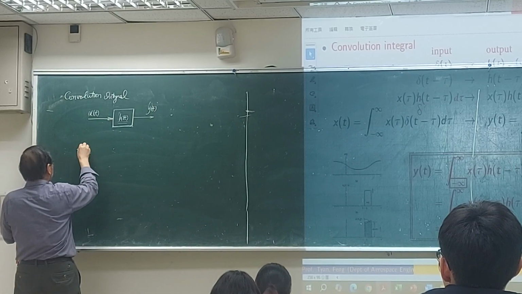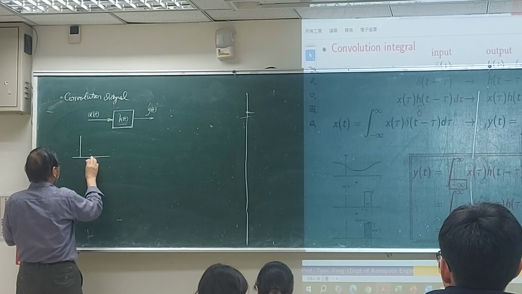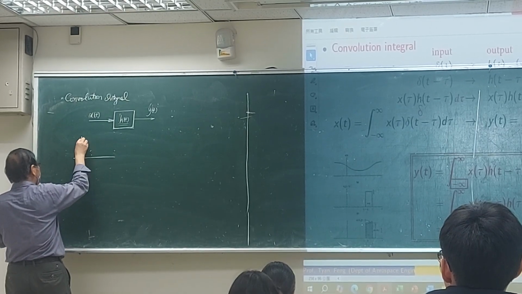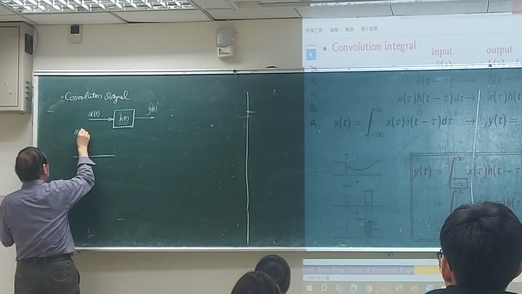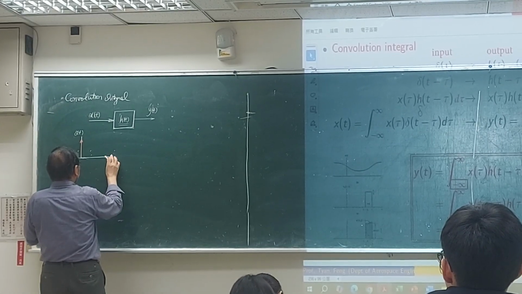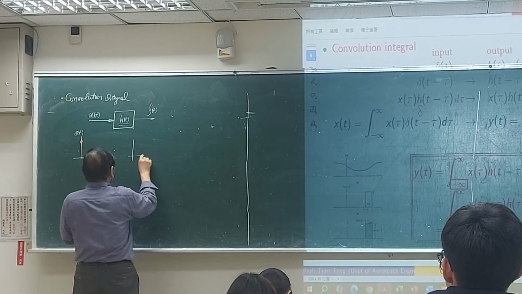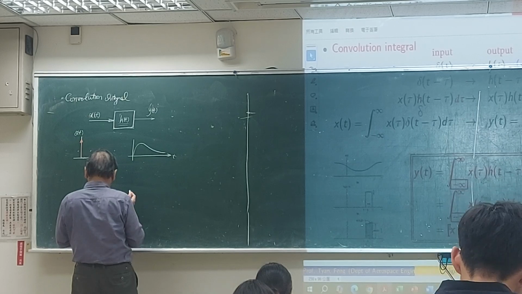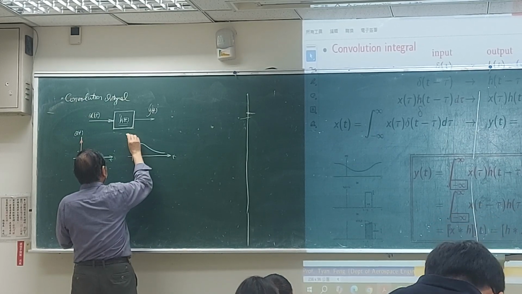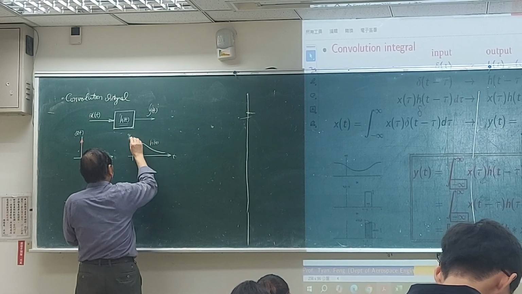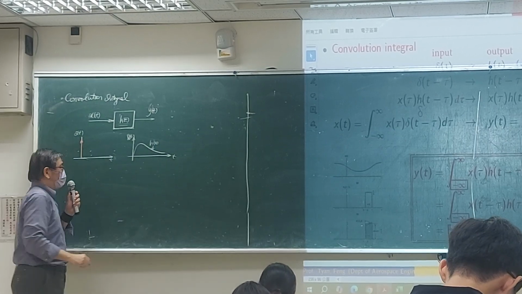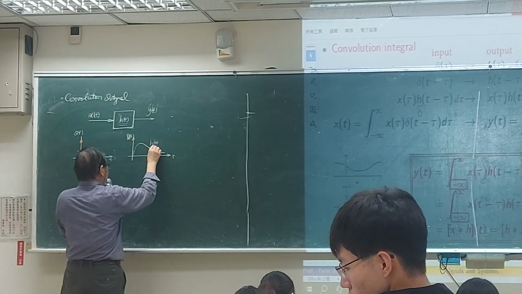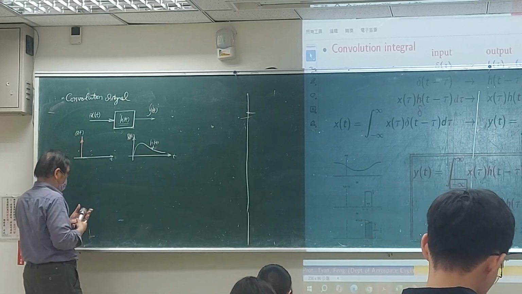What do I mean by that? Suppose I have an impulse to the system, then the output is h of t. Suppose I give an impulse to this system, then the output is h of t. So that is what h of t is called, the impulse response.